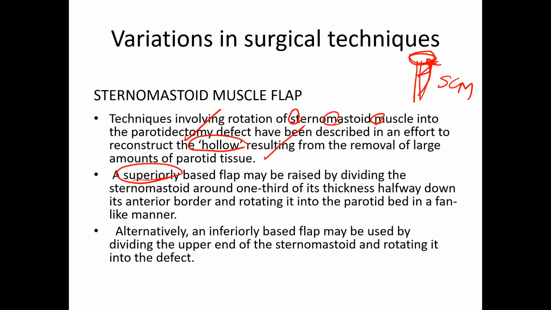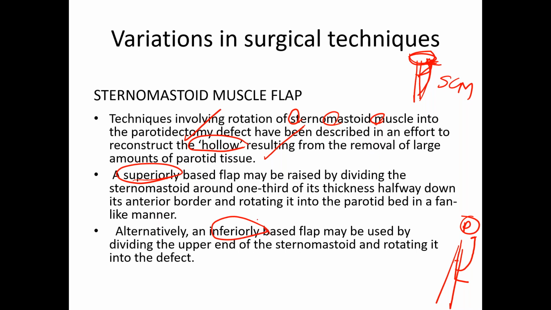The flap can be based superiorly or inferiorly. You take the sternocleidomastoid muscle like this. It has to be a superiorly based flap, by dividing the sternocleidomastoid around 1/3 of its thickness to halfway down to the anterior border and rotating it into the parotid bed. So you can just cut till 1/3 and then rotate this towards the parotid region.